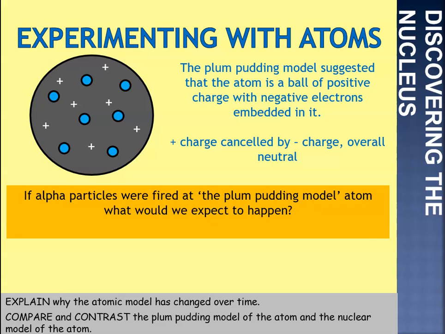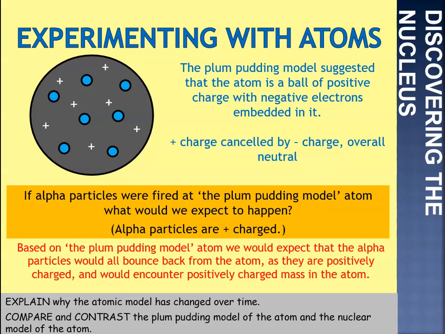If we fired alpha particles at the plum pudding model atom, what would we expect to happen? Remember, alpha particles are positively charged. Now, based on the plum pudding model, we would expect that the alpha particles would all bounce back from the atom. Because they're positively charged, they would encounter positively charged mass in the atom. So, no space in the atom at all taken up by this positively charged dough with negative charges dotted throughout it. What would happen is, alpha particles in and bounce straight back.